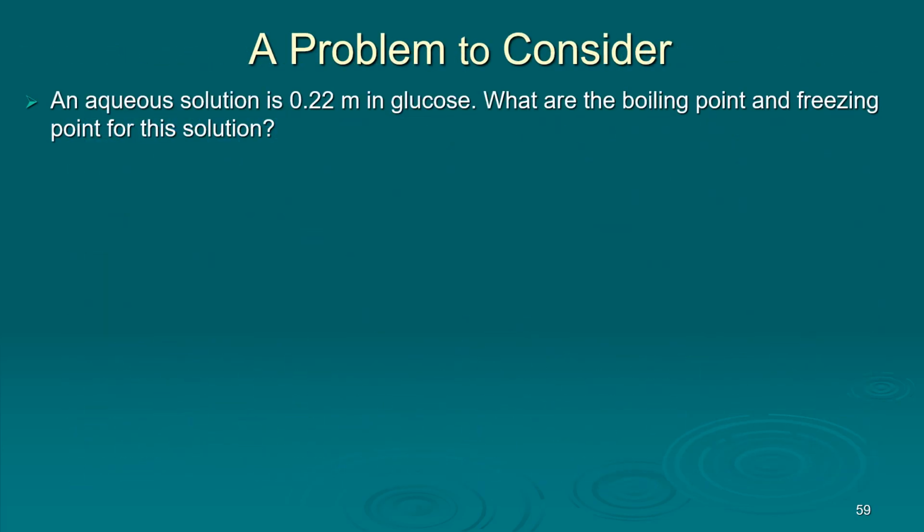Okay, so let's do a problem. Let's say we have an aqueous solution which is 0.22 molal in glucose. So just a reminder, what is molality? It is 0.22 moles of glucose per 1 kilogram of water. So you have to have your concentration in molal. That's why we worked earlier to convert, because if we have molarity, we have to convert it to molality to be able to do this problem. Anyway, what are the boiling point and freezing point for this solution?